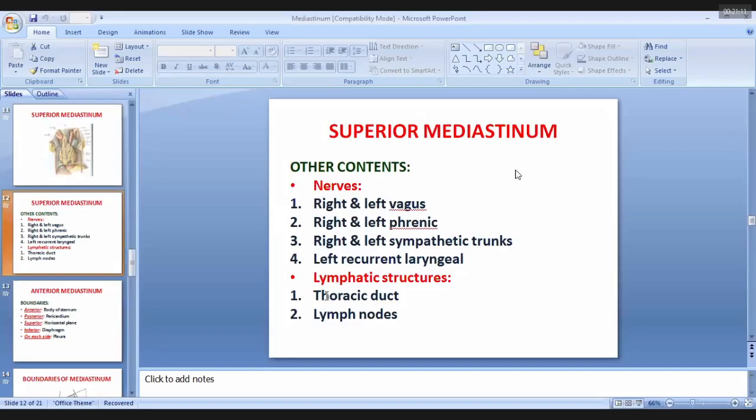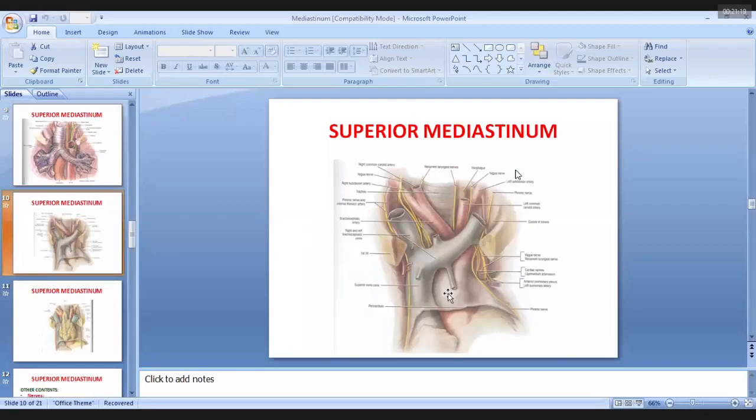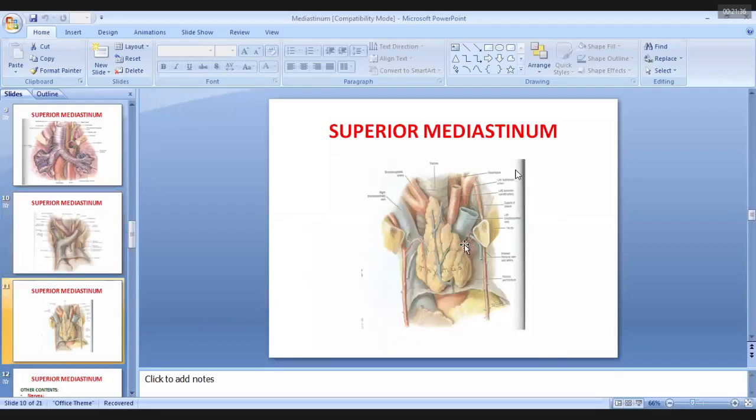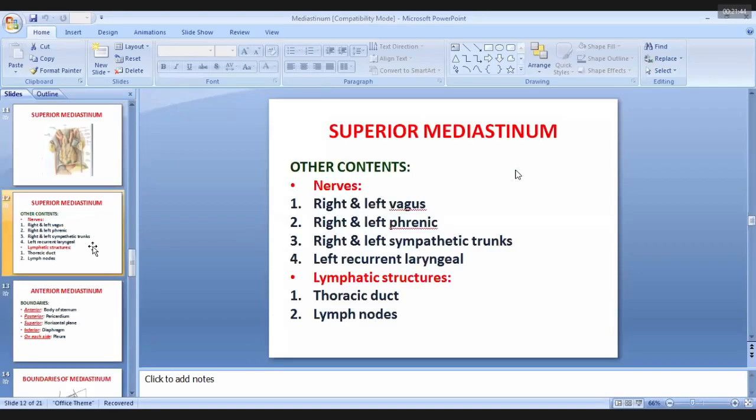The main structures from posterior to anterior side: the esophagus, then the trachea. After that, the major vessels, the arch of aorta and its three main branches, brachiocephalic, left common carotid, and left subclavian. The two brachiocephalic veins, right and left, unite to form the superior vena cava. Another content is the thymus. In the nerves, the vagus nerves, phrenic nerves, sympathetic trunk, left recurrent laryngeal nerve, and in the lymphatic structures, the thoracic duct and the lymph nodes.